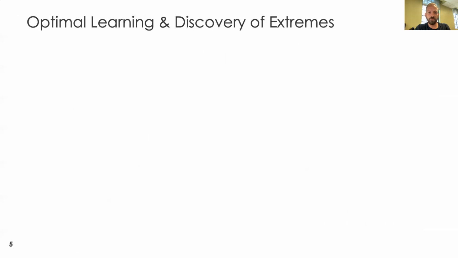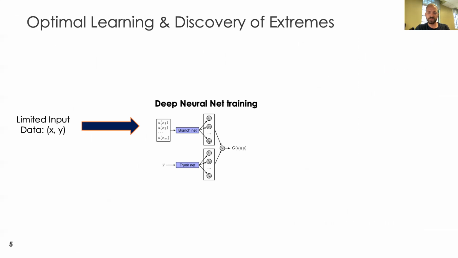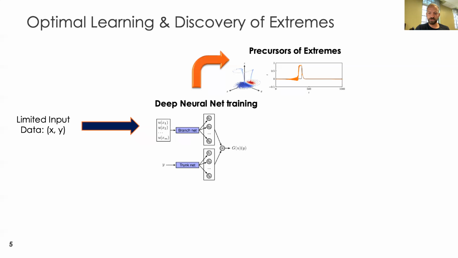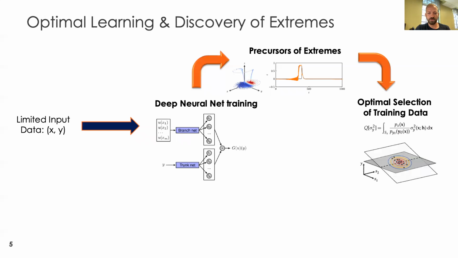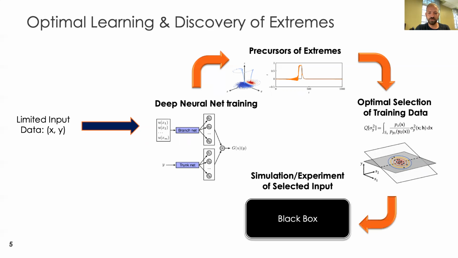So our framework for learning and discovering extremes is as follows. We begin with some limited input and output data, and we pass this to a surrogate model, such as a deep neural net, which is uniquely suited for this task. And we train the model and use it to predict extremes, and then pass this information to our optimal selection algorithms mentioned in the previous slide, and then inform the next experiment with what will be the most informative information to discovering extremes. So then once we pass this data to our simulation or experiment, we loop until converged to create our final extreme model.